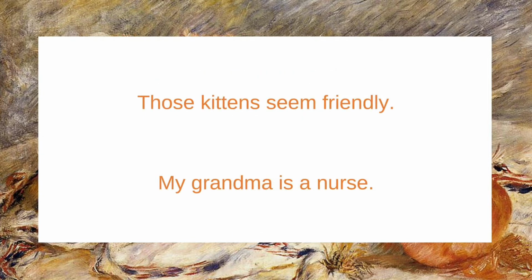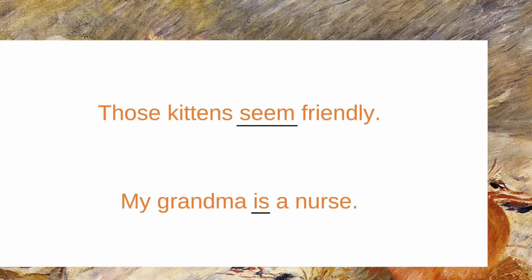Now look at the sentences. Those kittens seem friendly, and my grandma is a nurse. The words seem and is are verbs. You can ask, what are those kittens? What is my grandma? The answers are seem friendly and is a nurse. The state of being verbs seem and is tell what those kittens and my grandma are.